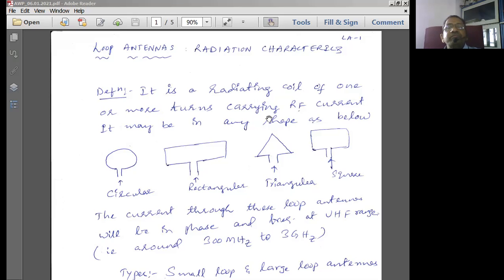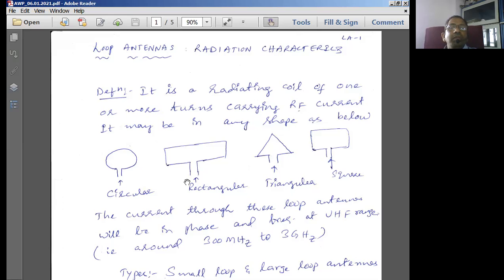Based on these two equations, we say that an EM wave is being generated and propagating in free space. Now let us define the basic definition of a loop antenna. What is basically a loop antenna? A radiating coil of one or more turns carrying the RF current is known as a loop antenna. Imagine a copper wire: if you simply wind a copper wire like this, we form a loop antenna.